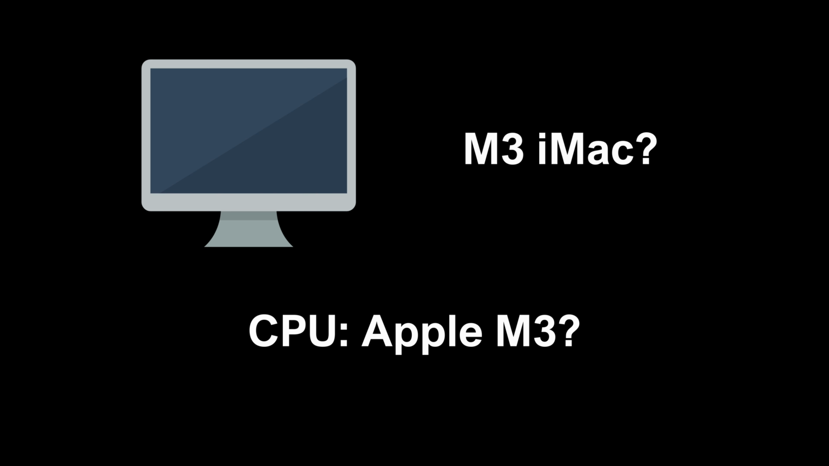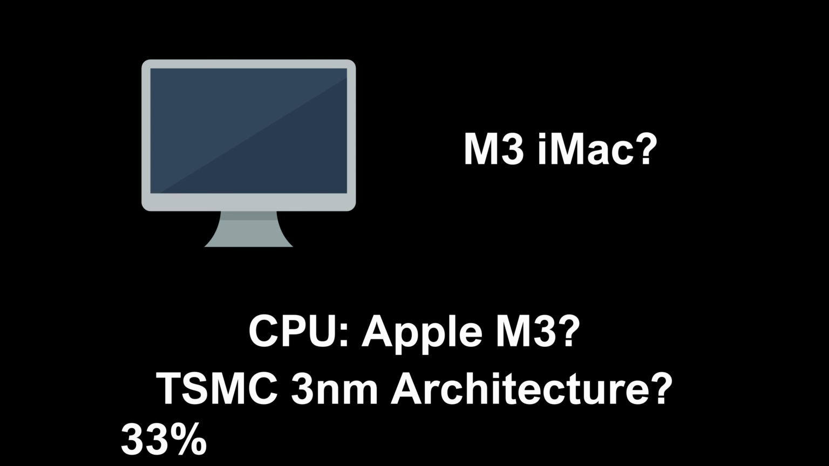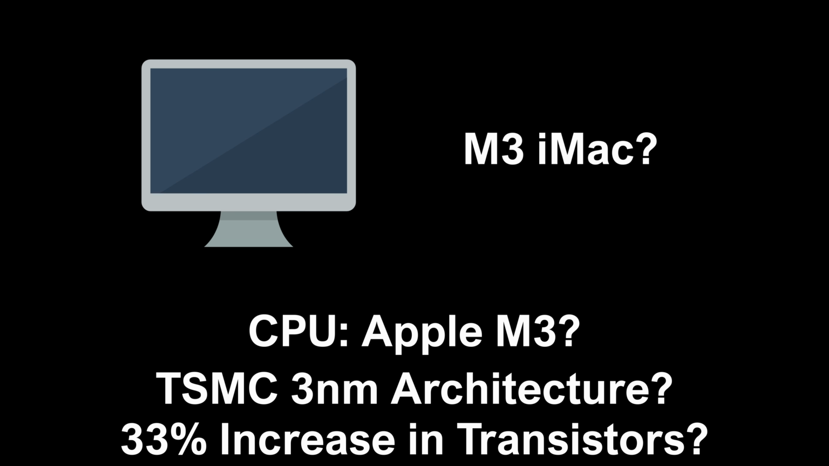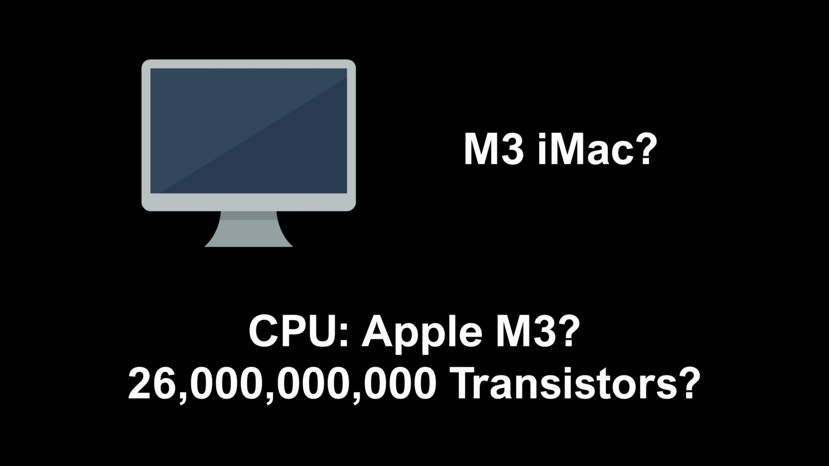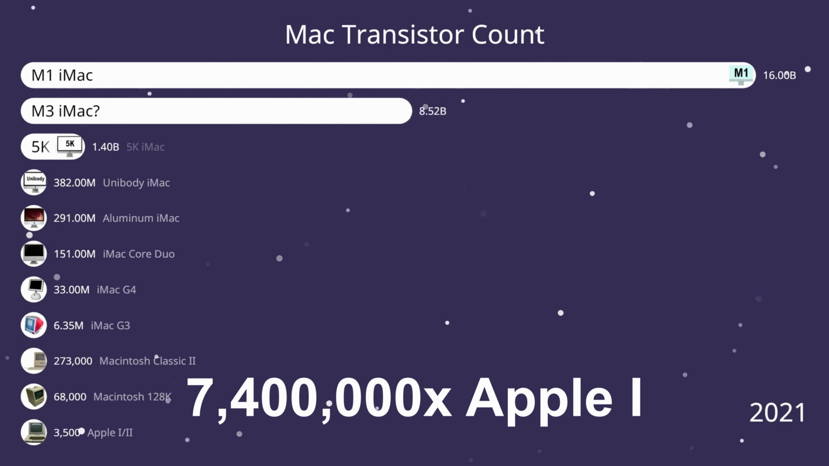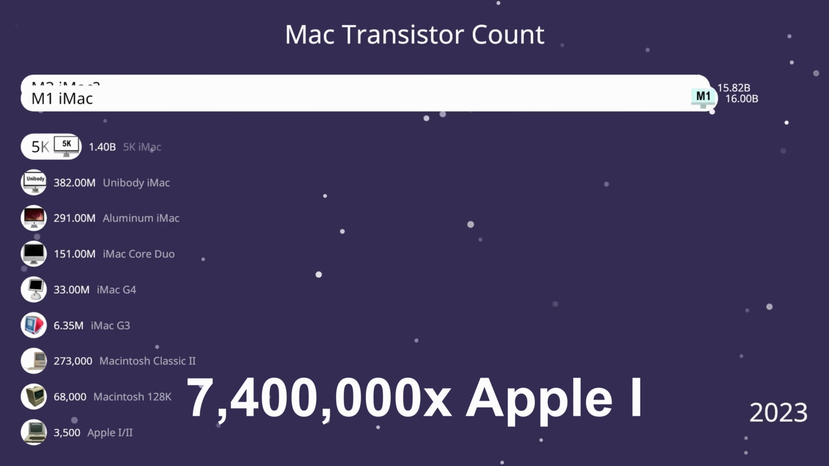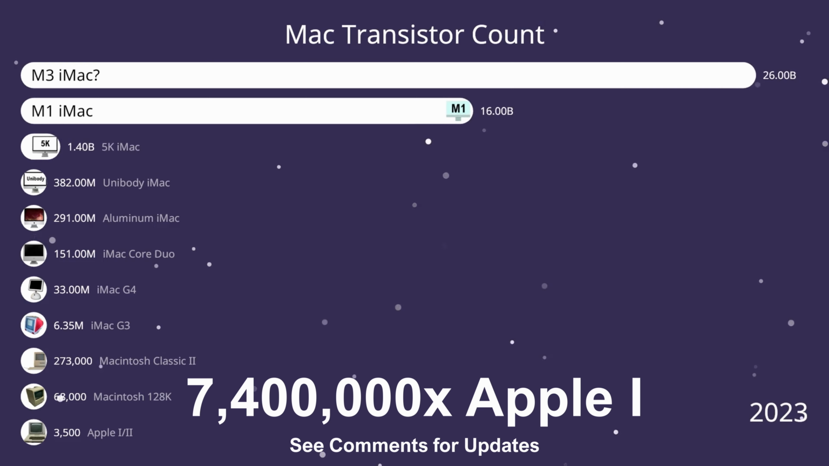We don't know the exact details yet, but since it'll likely be built on the new TSMC 3-nanometer architecture, we could see the transistor count increase by 33%. This could lead to the new iMac having 26 billion transistors in the base model, which is 7.4 million times our starting point. Again, these are all just estimates, but I'll update the video with a comment once we have more details from the Apple event.